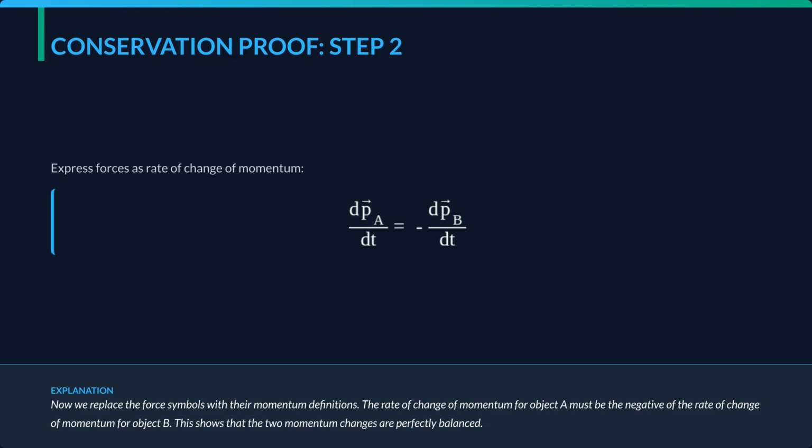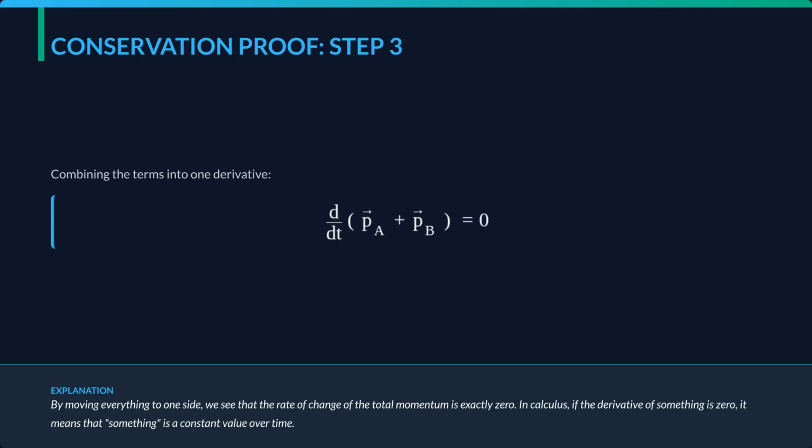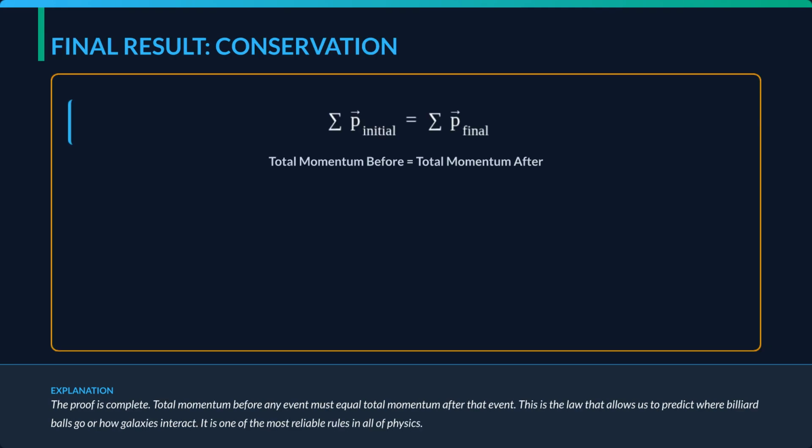By moving all terms to one side, we see that the derivative of the total momentum of the system is zero. In physics, a zero derivative means the quantity is constant over time. The proof concludes: the total momentum before an event must equal the total momentum after that event. This is the final result of the law of conservation of momentum.